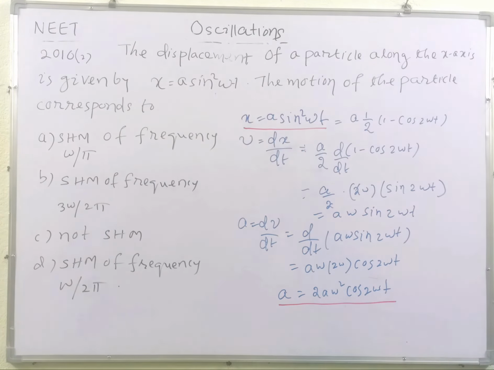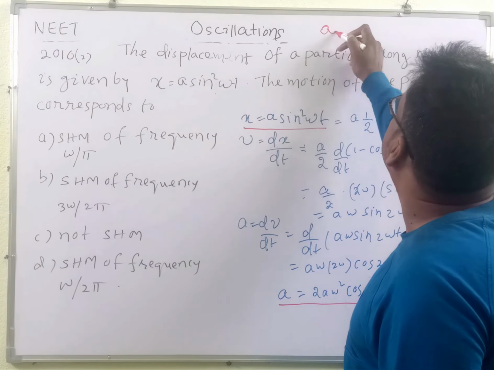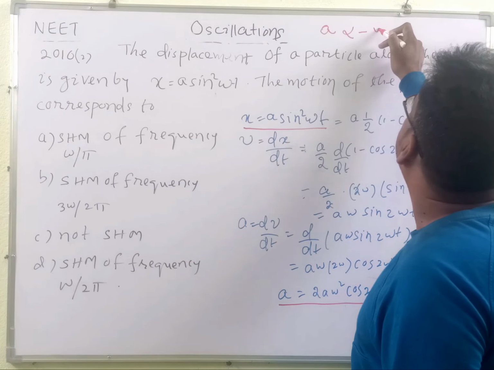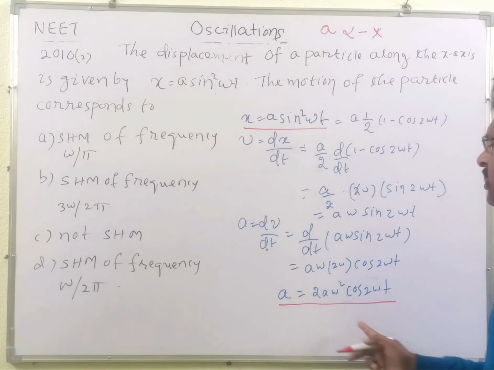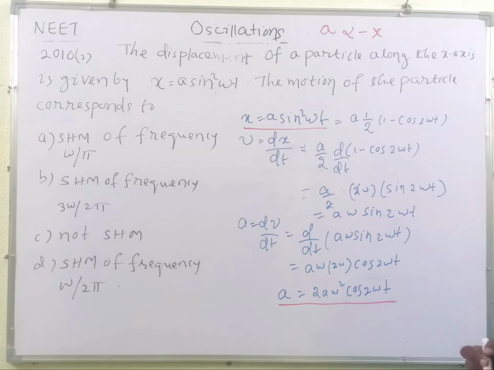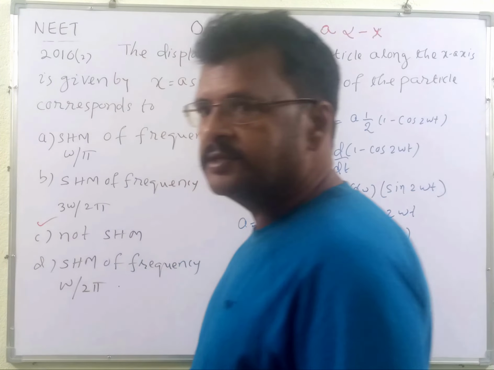On observing this, we find that, student, the acceleration is not proportional to minus, say here, y or x, minus x. This is not proportional. Okay, here is the cosine omega t, and there is sin square omega t, and there is no negative sign. So student, this is not simple harmonic motion. So option C will be correct, students.